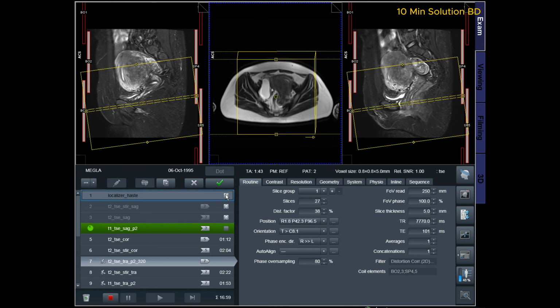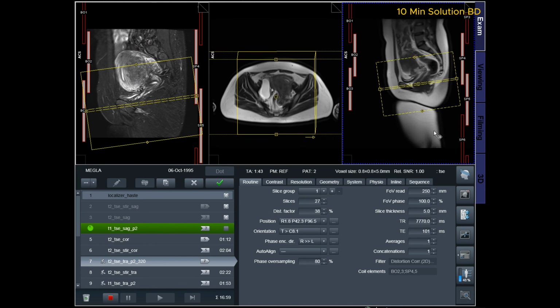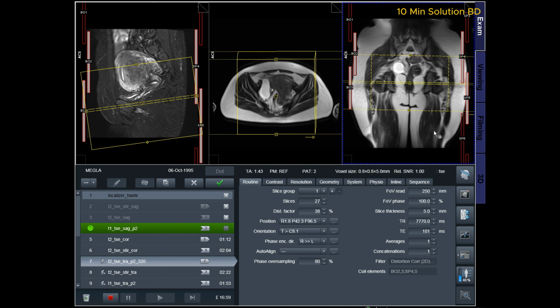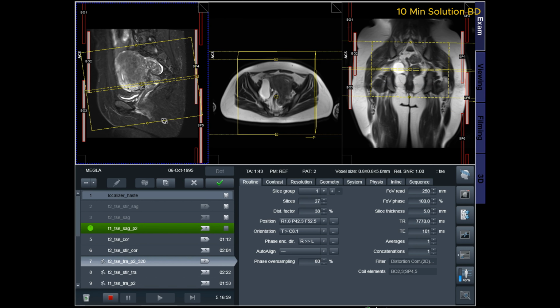Adding saturation bands on top of the axial block can help reduce artifacts caused by arterial pulsation and breathing. Large field of view scans are usually performed to evaluate the para-aortic and pre-sacral nodes.